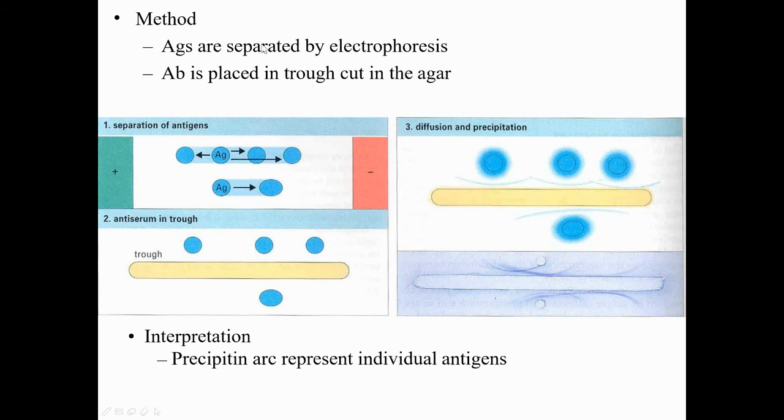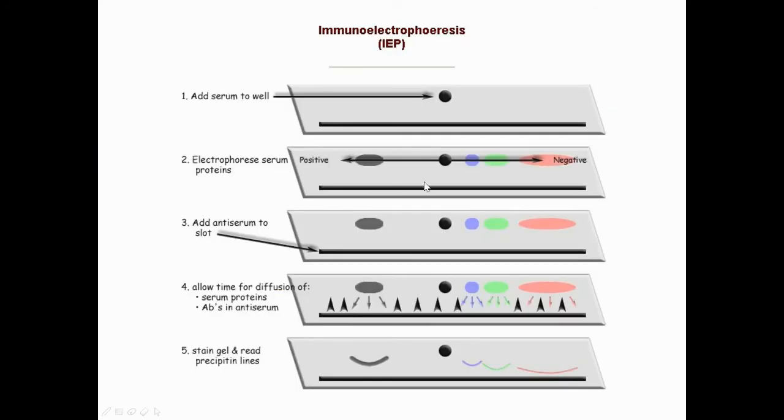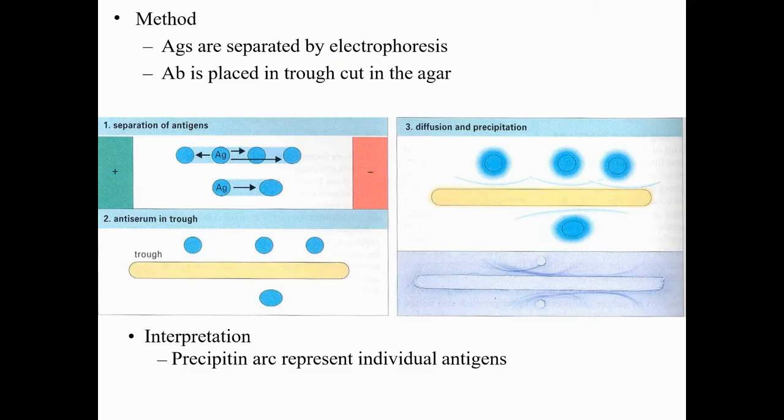So I repeat, there are two important steps in this method. Antigens are separated by electrophoresis, and then the antibody is placed in the trough. This trough is nothing but a small vessel-like thing. The antigen will be placed over there and separated by electrophoresis. Since antigens are negatively charged, they will move toward the positive end.